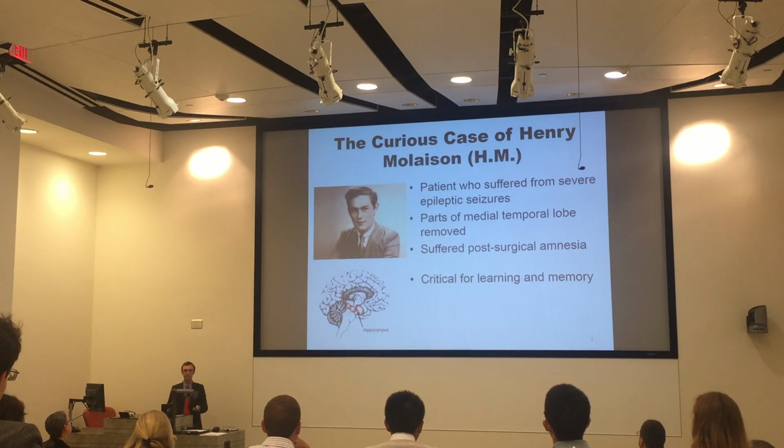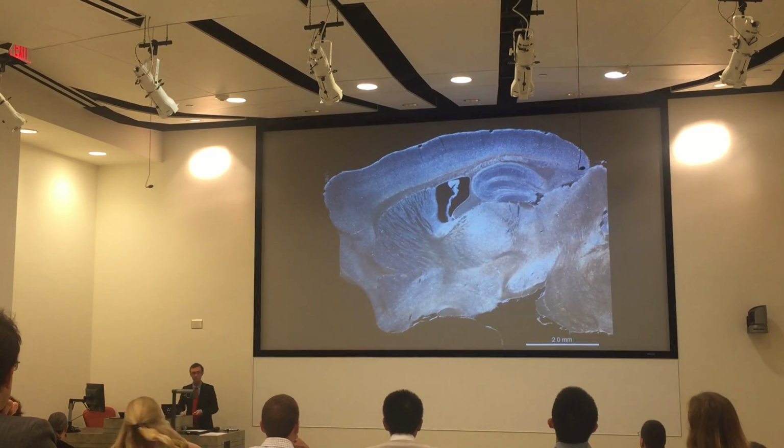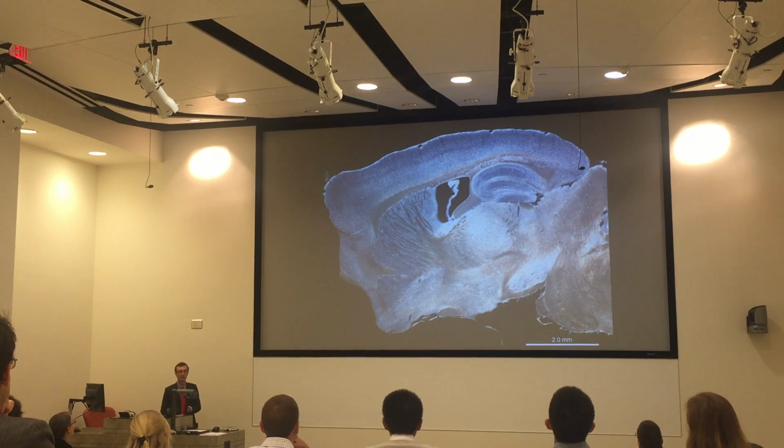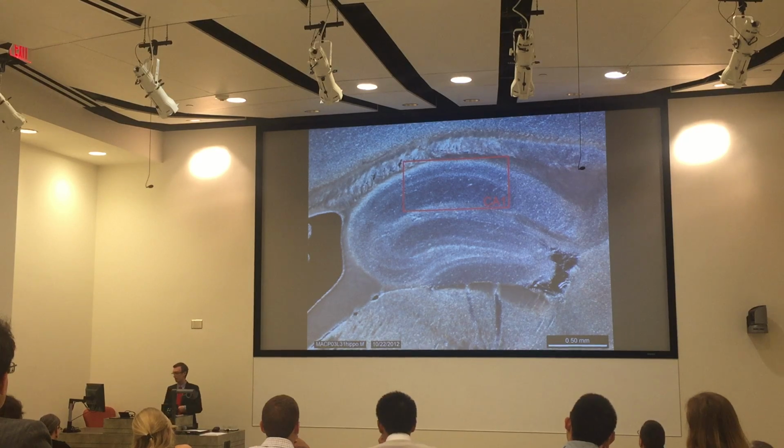And so what I'm interested in is understanding the structural mechanisms that may underpin these information processes. So here is a sagittal view of the rat brain, and that's just cut with this orientation. And here is the region of interest, the hippocampus. Now within the hippocampus, I am specifically interested in two regions, area CA1 and the dentate gyrus.